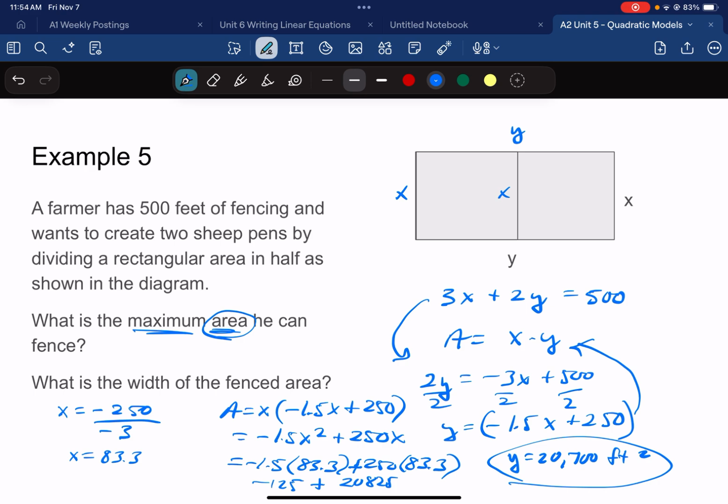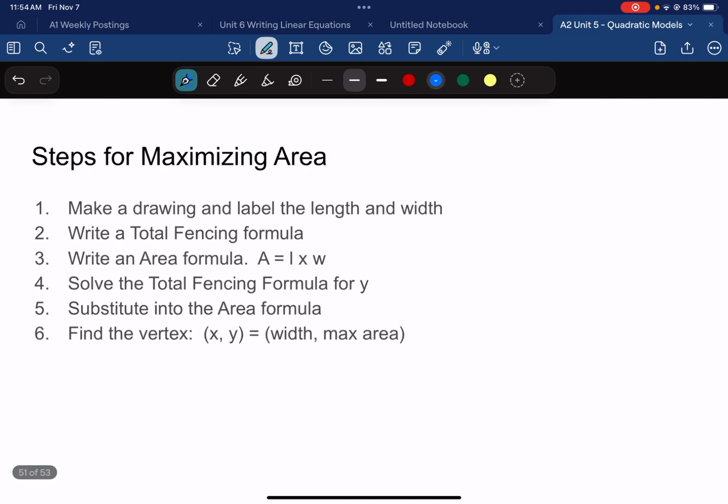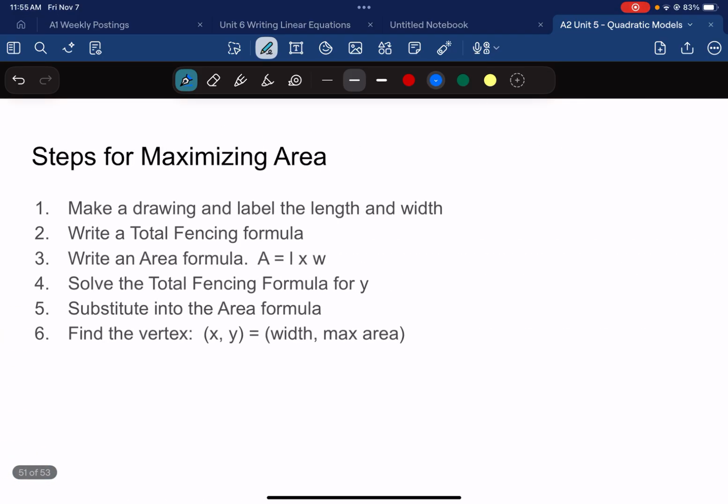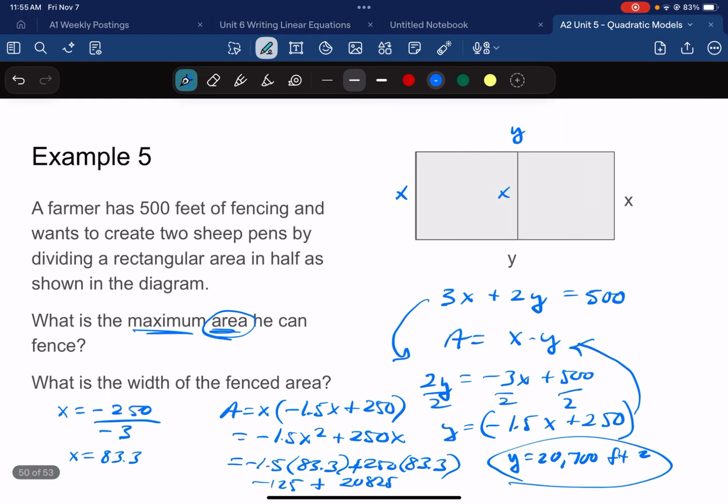Okay? So what did we just do? Well, this next slide shows us what we just did. First thing we did was we made a drawing and labeled the length and the width. So there's my drawing. Then we wrote a total fencing formula. So this right here, I just added up all the x's and y's to get this total fencing formula, and we set it equal to the total amount of fencing.